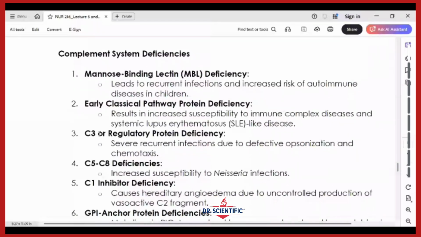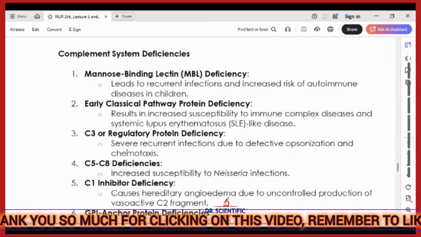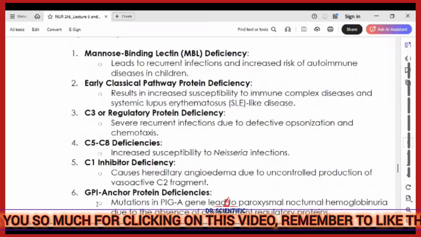Then C3 or regulatory protein deficiency. We saw that C3 is the most abundant complement protein. And if it's deficient, then of course, individuals are going to have recurrent infections, especially due to defective opsonization. We know what opsonization is, as well as chemotaxis.